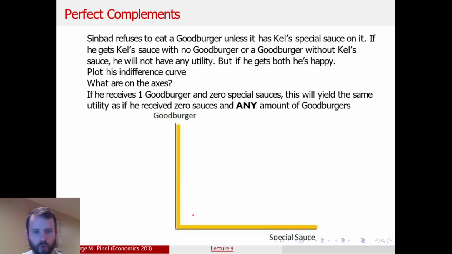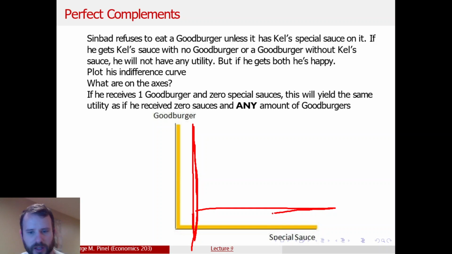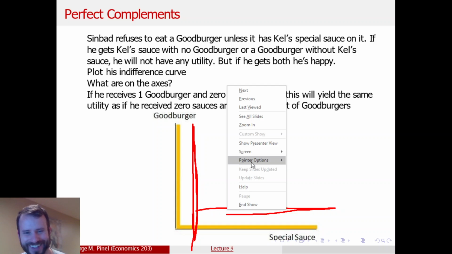And let's say you have one special sauce, okay? So that'd be like right here. One special sauce. So this line corresponds to one special sauce, right? Sorry, let me make sure. You have one special sauce. How many good burgers would you need to be indifferent? Wait, I messed this up.